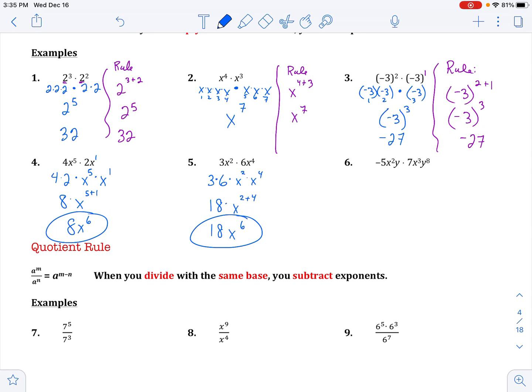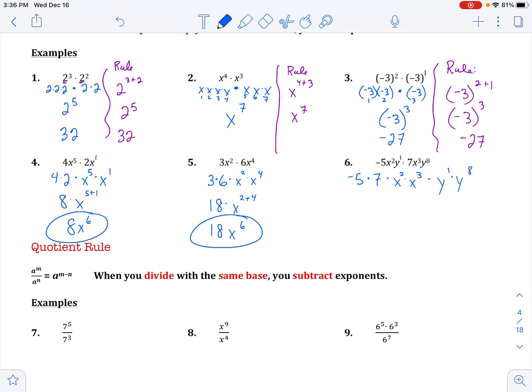Problem number 6, we kind of move it up a whole other level here, and we say, whoa, we don't just have x's here, we also have y's. But that's okay, because I'm going to multiply negative 5 times 7. Those are the multipliers, or the coefficients. I'm going to multiply together the x squared with the x cubed. That's the same base as x. And we're going to multiply together a y to the 1st being multiplied by a y to the 8th.